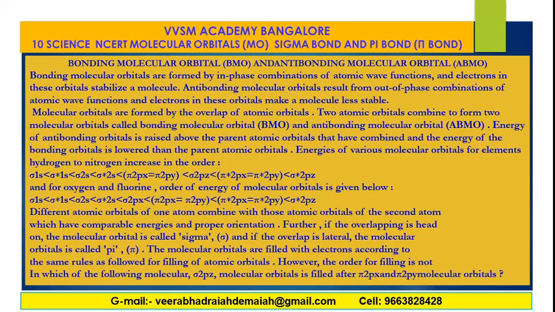Different atomic orbitals of one atom combine with those atomic orbitals of the second atom which have comparable energies and proper orientation. Further, if the overlapping is head-on, the molecular orbital is called sigma, and if the overlap is lateral, the molecular orbital is pi. The molecular orbitals are filled with electrons according to the same rules as followed for filling up of atomic orbitals. However, the order of filling is not the same: the sigma 2pz molecular orbital is filled after the pi 2px and 2py molecular orbitals.